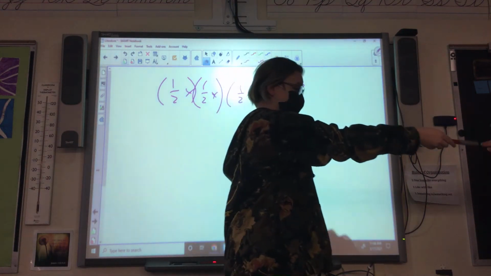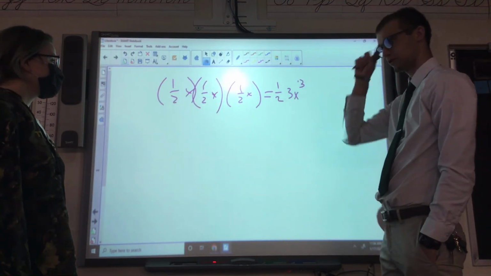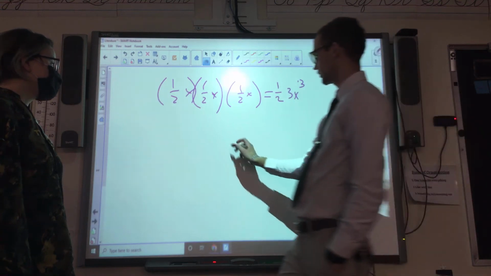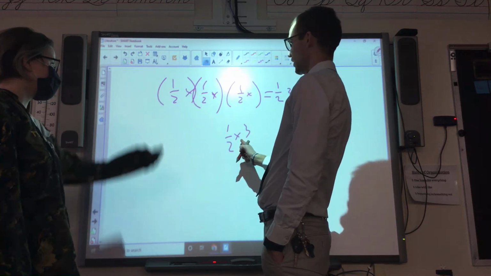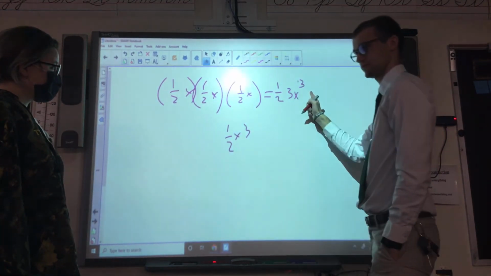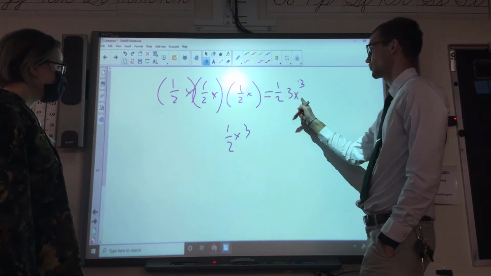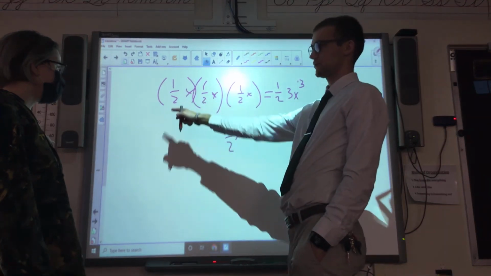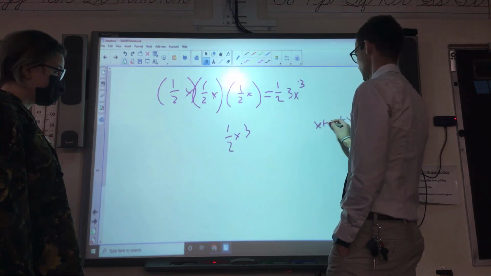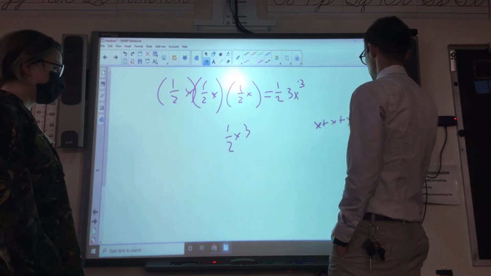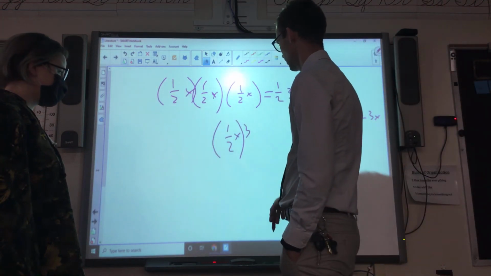Probably completely wrong. Okay, so you have 1/2 times 3 x cubed. Your mind went like, I've got 1/2 times 1/2 times 1/2, so 1/2 times 3, and then I thought 3 x's. That would be x plus x plus x, which is 3x. But x times x times x is x cubed. So wouldn't it just be 1/2 x cubed? Yes, it's 1/2 x cubed.